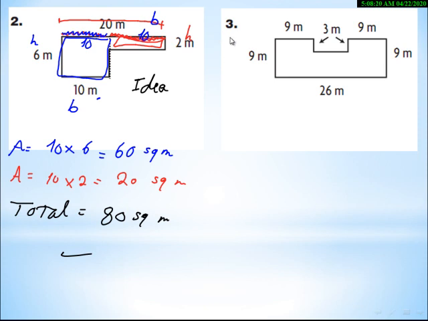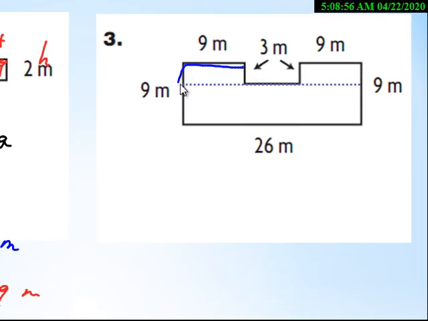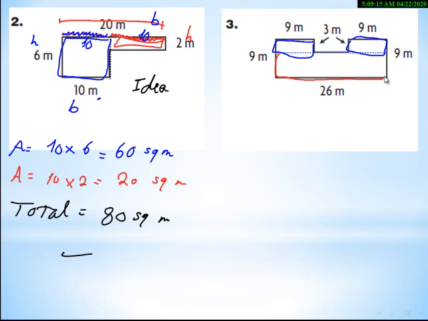Now, let's see question 3. Question 3, I have a figure. First, I'm going to draw line segments for dividing this figure into complete rectangles. I have 3 rectangles as you see. The first one, I'm going to label it for you. This is the first one. This is the second one. The last one, which is down, this is the last one, or the third one.